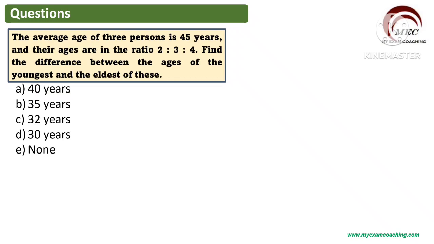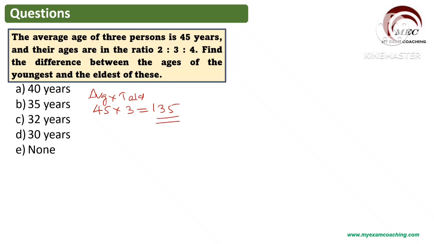The average age of 3 persons is 45 and their ages are in the ratio 2:3:4. Find the difference between the ages of the youngest and the eldest. So the average age of 3 persons is 45, so average multiplied by total. The average is 45, how many members? 3 members. We got 135. 135 is the total.